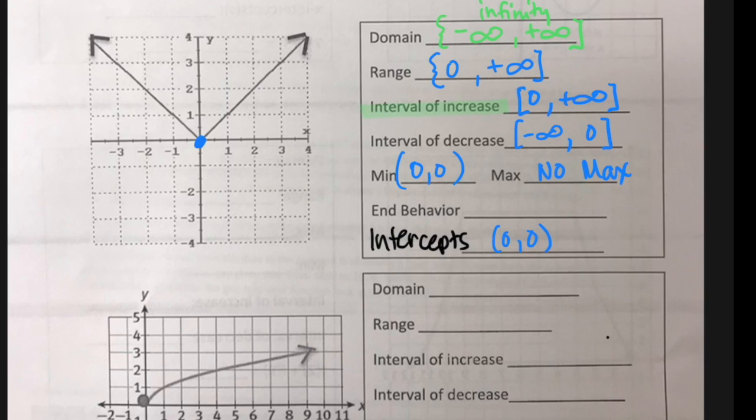So the last graph feature that we're going to tackle is the end behavior. In this case, I want to see how this graph is ending. And actually, because it starts at the origin, it's going to end in two separate directions. So on one end, it's going to approach negative infinity, and on the other end, approach positive infinity.